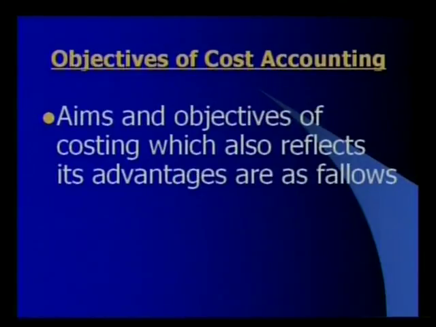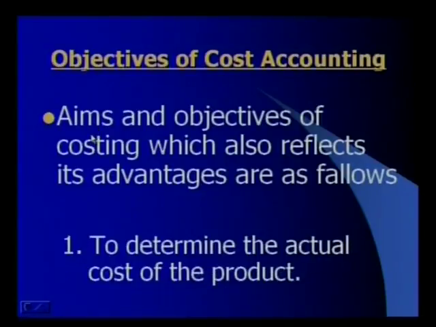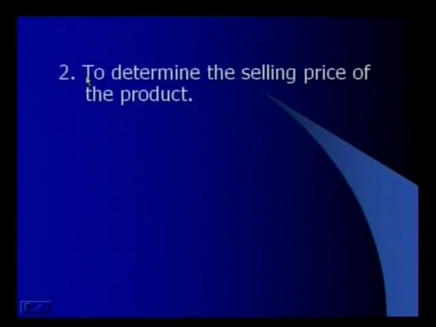Let us see the objectives of this costing, or we say cost accounting. The aims and objectives we are going to see now. First, the objective is to determine the actual cost of the product. In this cost accounting we fix the actual cost of the product. Second, to determine the selling price of the product. With cost accounting we determine the selling price of any product.